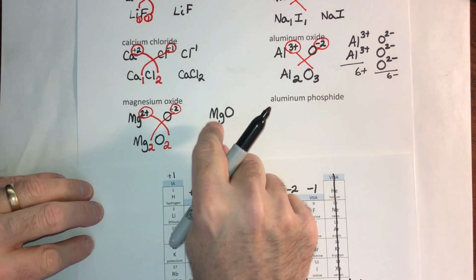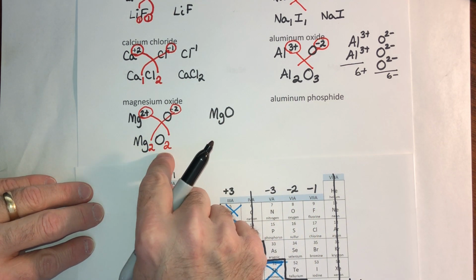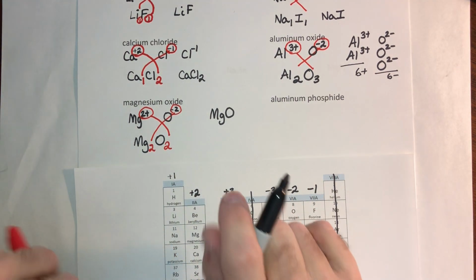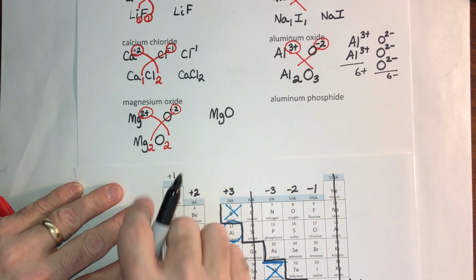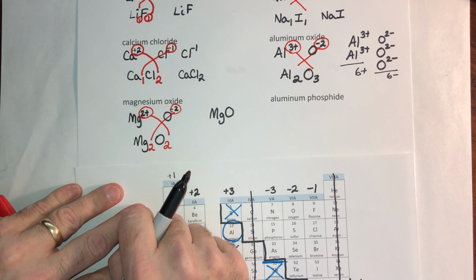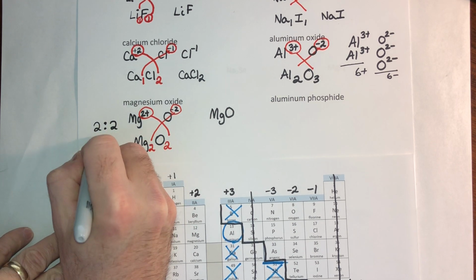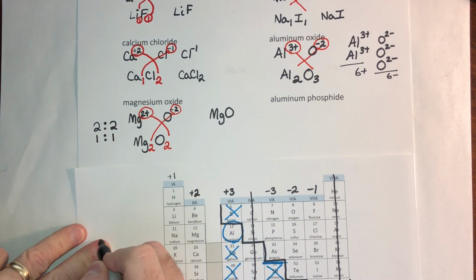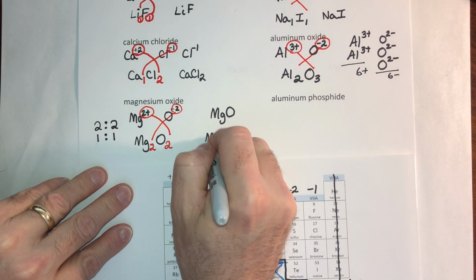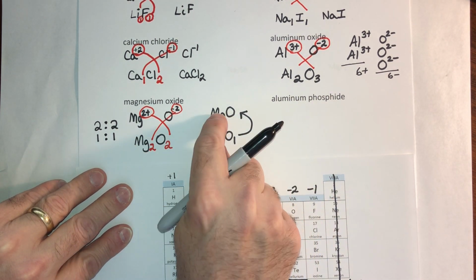Right? I just got an answer of MgO, 1 to 1. But I also got an answer of Mg2O2, 2 to 2. We can't have two different answers. So the rule that we have is the little numbers, the subscripts that tell you how many, always have to be in lowest terms. So if you think of math, if you have 2 to 2, that's the same as saying 1 to 1. It reduces down. So Mg2O2 would reduce to Mg1O1, and we don't write the ones, so it does become this.